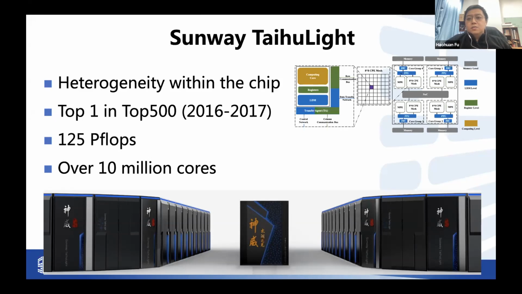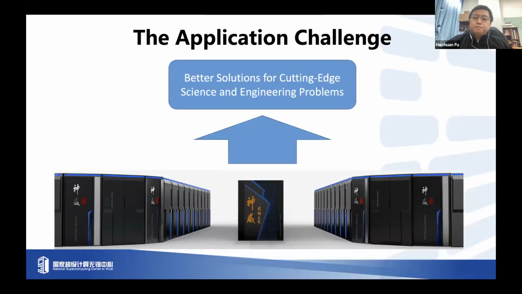It used to be the fastest supercomputer in the world, providing a peak performance of 125 petaflops with over 10 million cores. So you can see this one is architecturally very different from the previous machines that we have in China, which also means that we have a lot of challenge to make application software efficient on this new supercomputer with new architectures. So that's what we call the application challenge, because on the Top500 list, this supercomputer is still the fastest supercomputer in China.